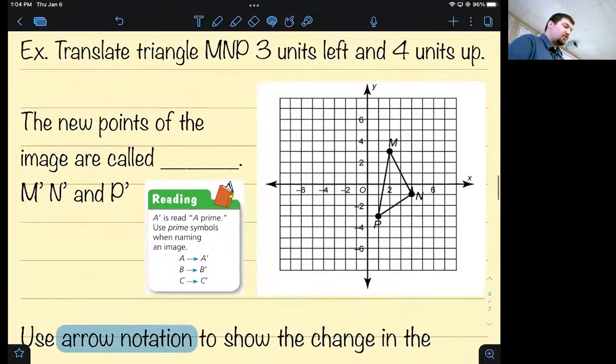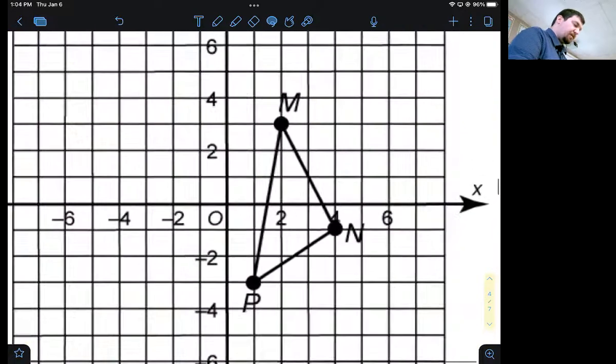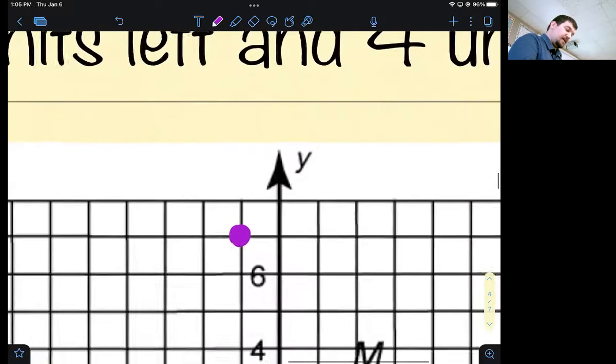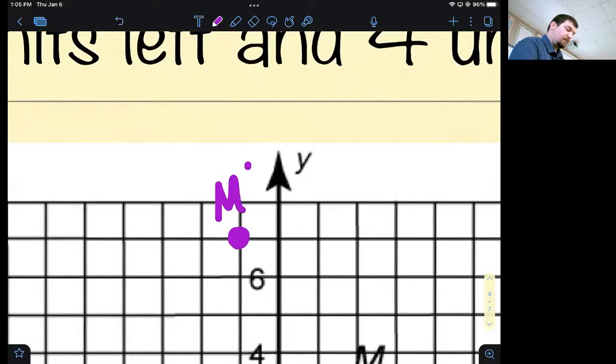So this says translate triangle MNP, 3 units left and 4 units up. 3 units left, 4 units up. Let's start with M. 3 units left puts us over here. 4 units up puts us up here. So that's going to be our new M coordinate. Oops, I went over too far, didn't I? Should just be right there. So 1, 2, 3 units left, 1, 2, 3, 4 units up. And so that point is now going to be called M prime.